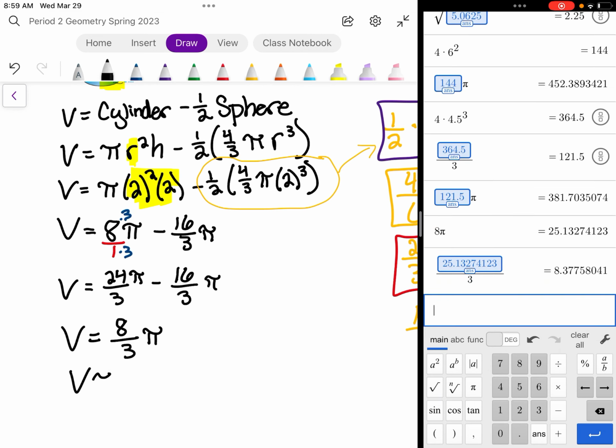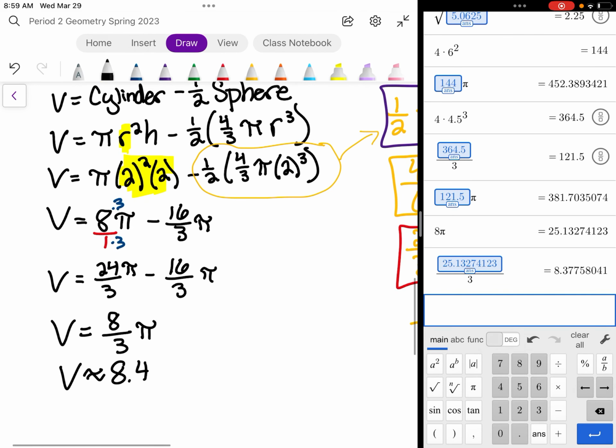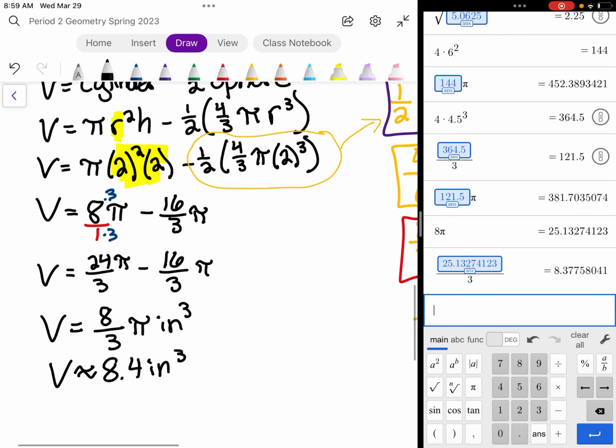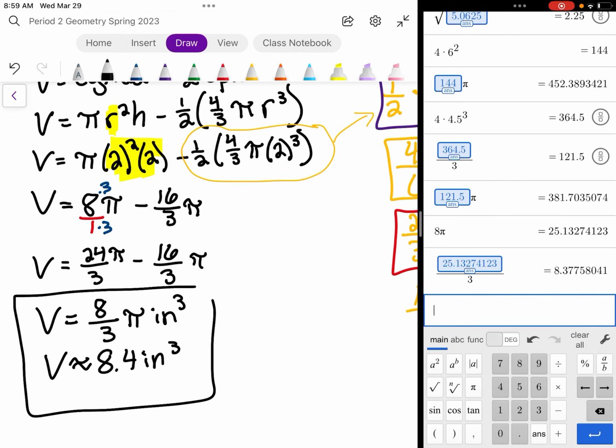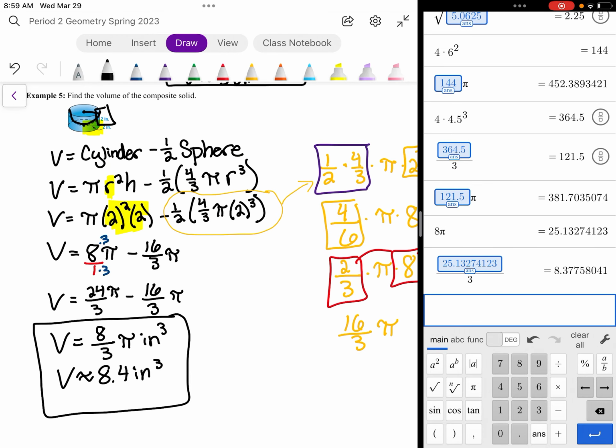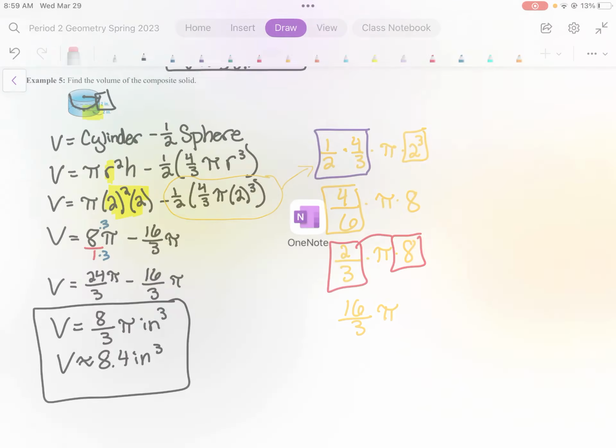And that's where we would get our rounded answer of about 8.4. And if we look at our units, it's inches. And because it's volume, we are going to cube them. So those would be the two possible answers for this one.